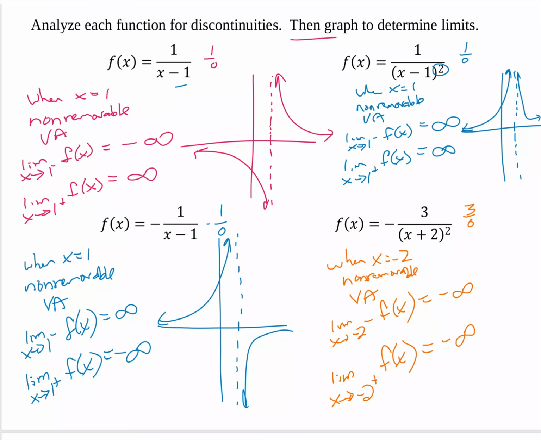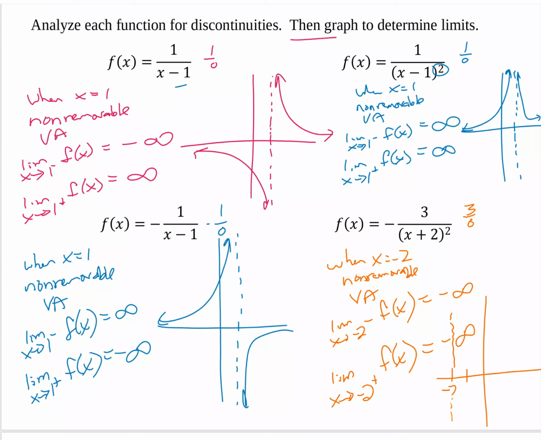Okay, so what does this graph look like then? This graph looks like it reflects across the axis of the one above. Well, where is the vertical asymptote? Negative 2. Okay, so I've got to go to negative 2. That's awesome. Okay, now what?